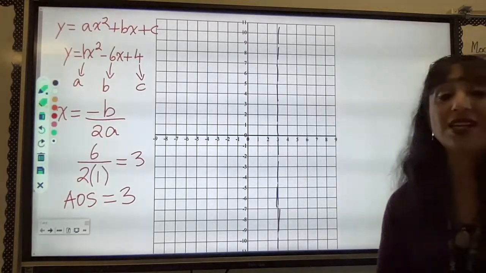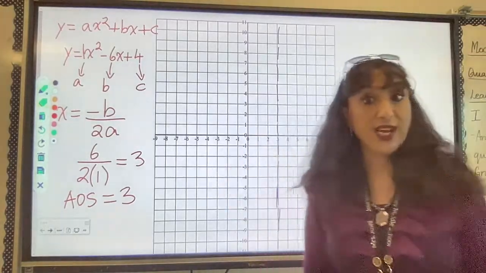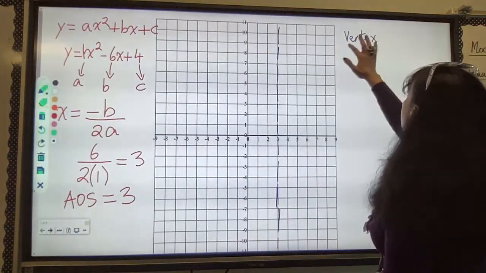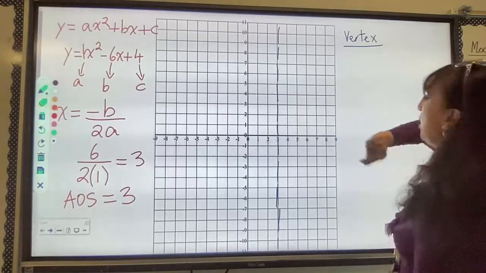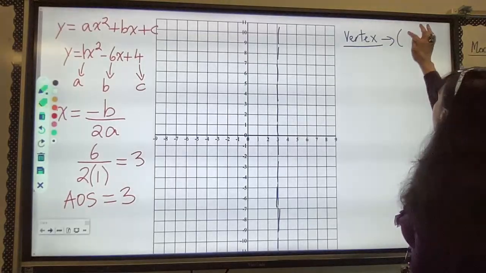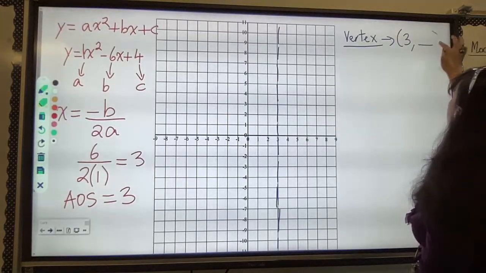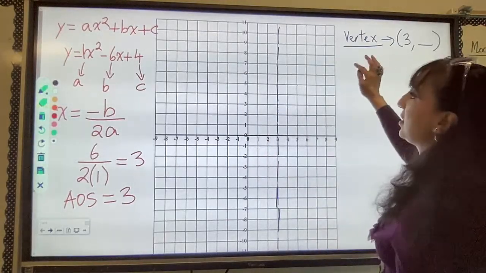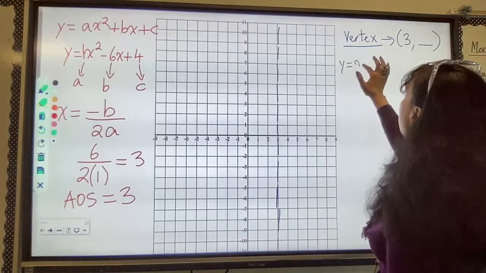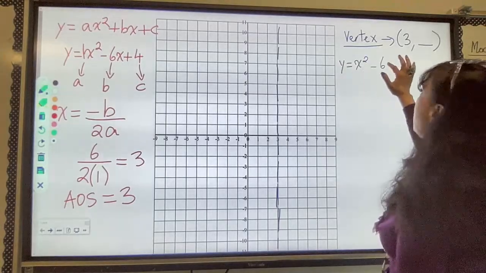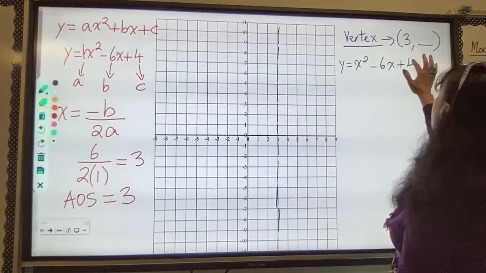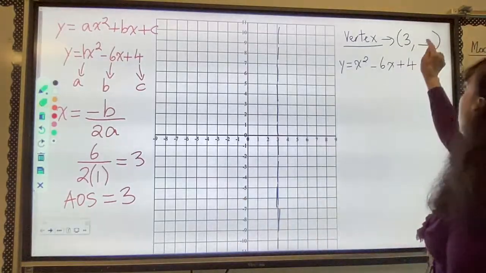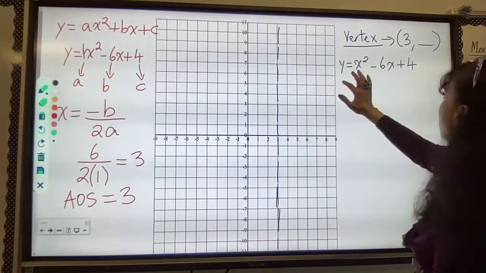So once I have this, then I need to find what the vertex is. I already have x in the vertex. I need to find out what y is. So I'm going to take the original equation, which is y is equal to x squared minus 6x plus 4. And then I am going to input the value of x in here, which I just found with the axis of symmetry.